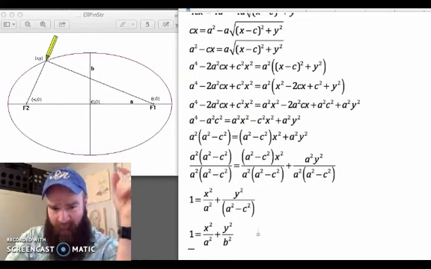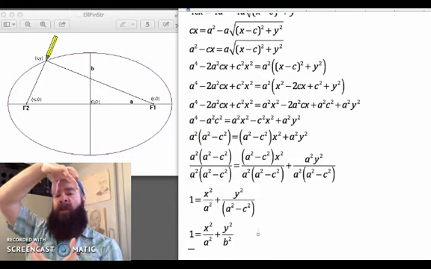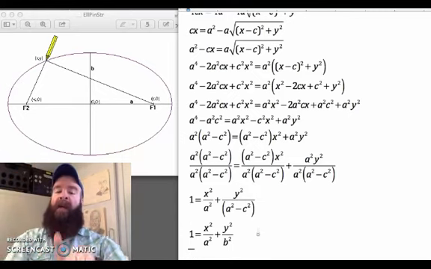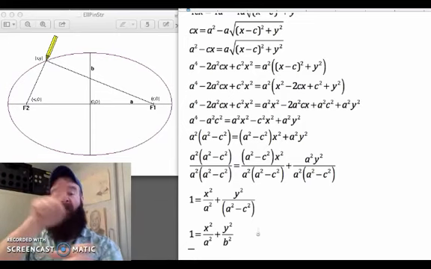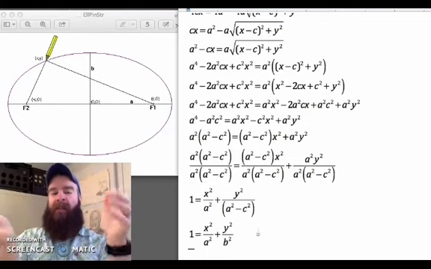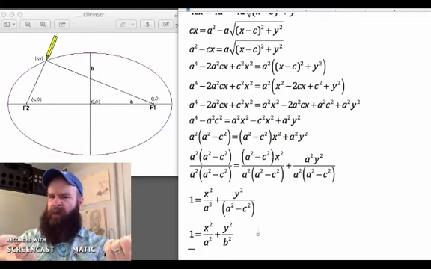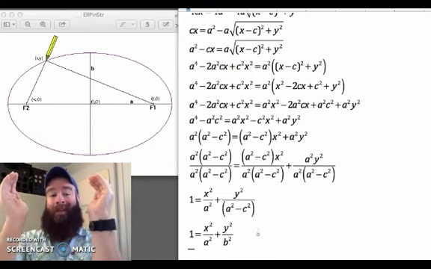Now, if I had started with the foci being vertical, then all the c's would have been the y stuff. And that means that the a squared and the b squared would have switched places in this equation. So the a squared would have been under the y squared, and the b squared would have been under the x squared. And likewise, if I had centered this around any point other than 0, 0, I would have ended up with x minus h quantity squared and y minus k quantity squared.